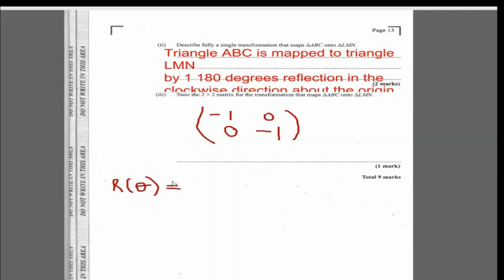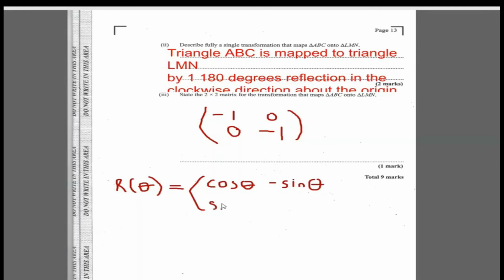R of theta is equal to cos theta, minus sine theta, sine theta, cos theta. All right, this formula is very effective because it will tell you the matrix transformation very easily for any rotation or reflection, any one of them. Because we said it's a 180 degree rotation, when you put in 180 in this, look what you're going to get.